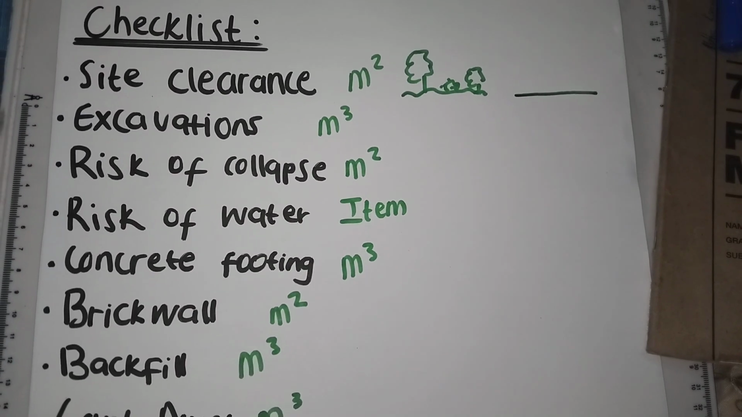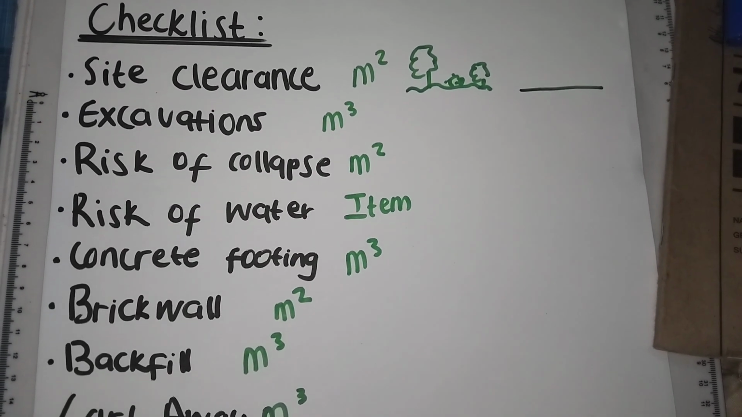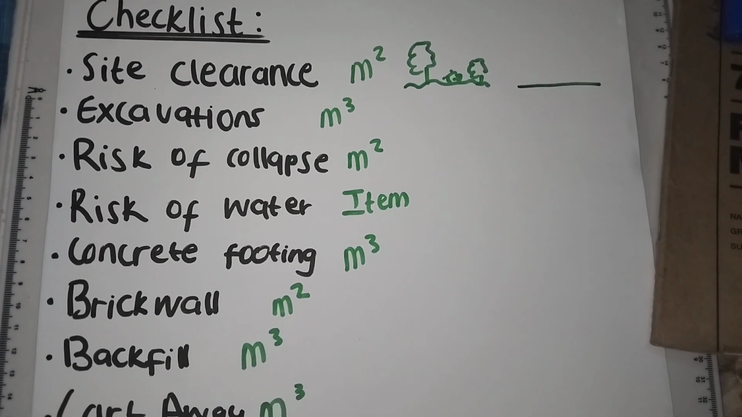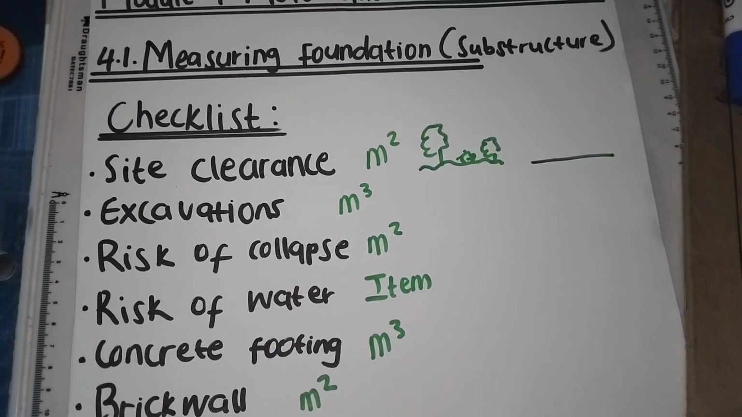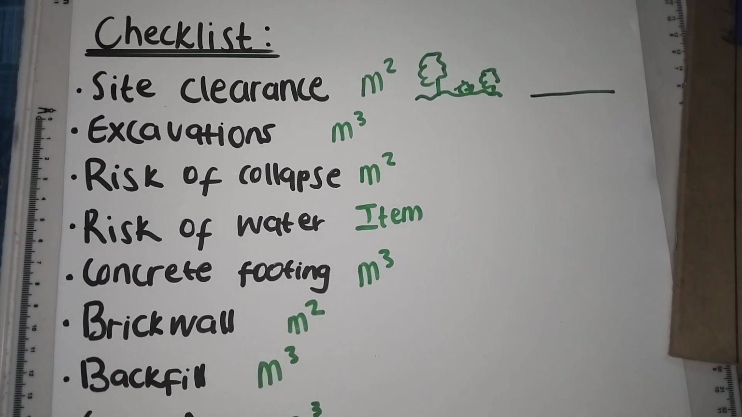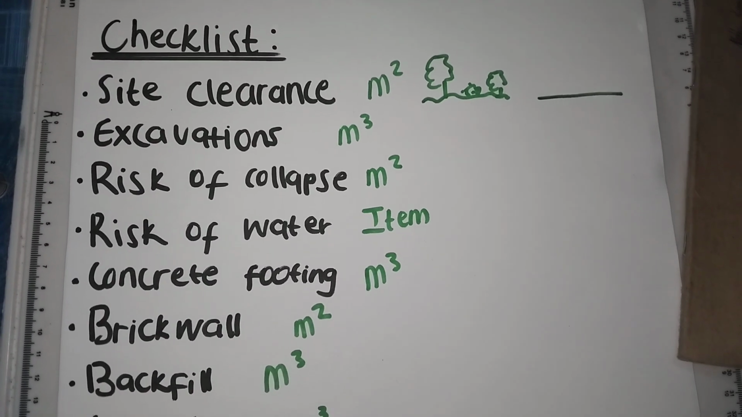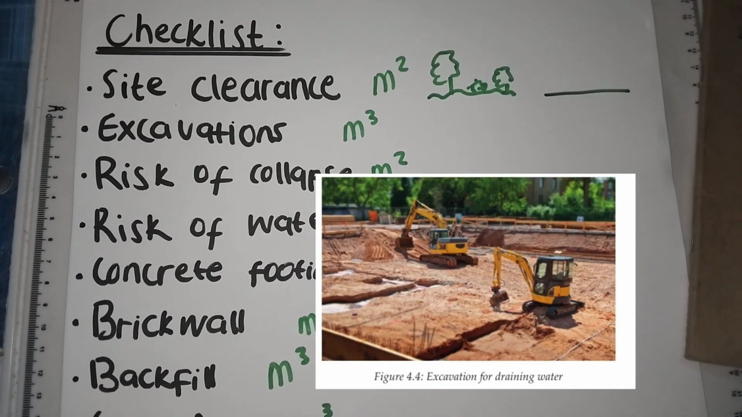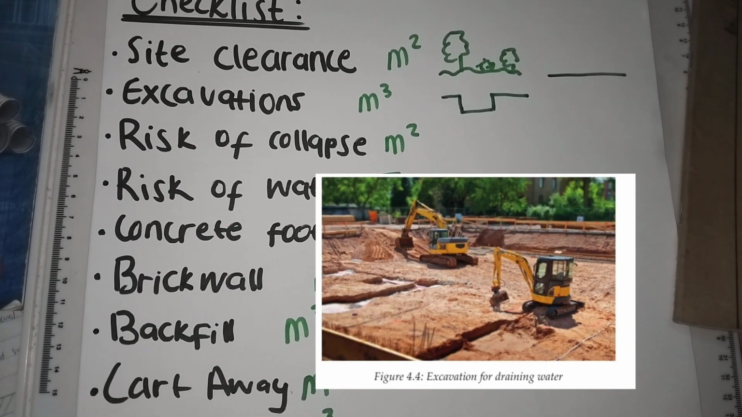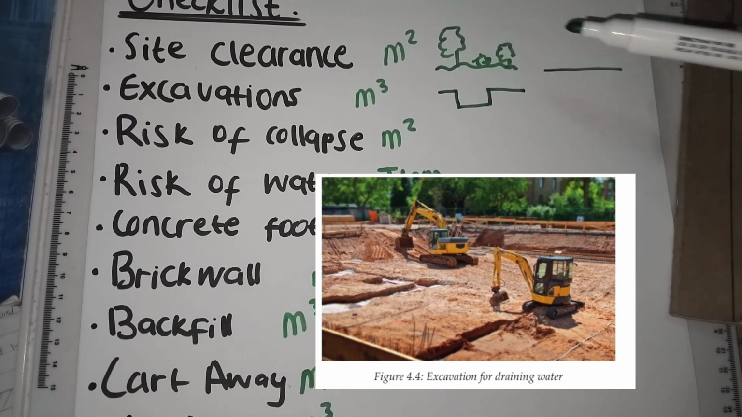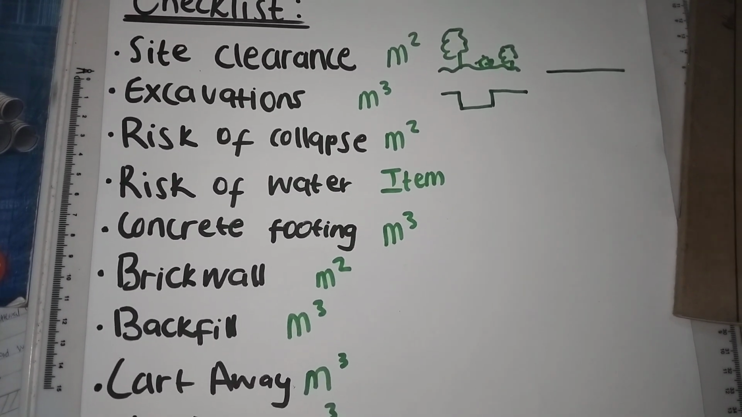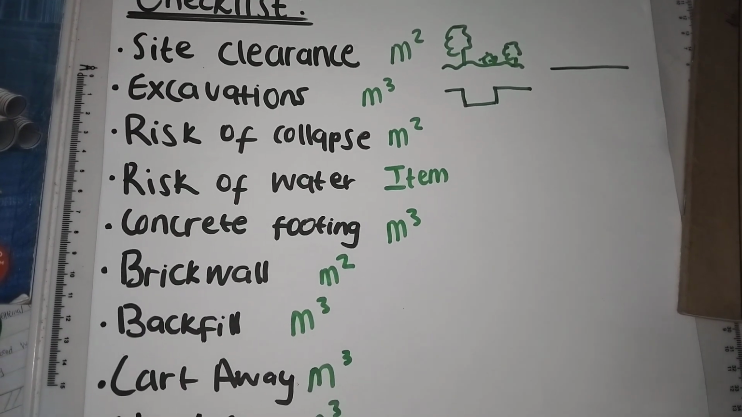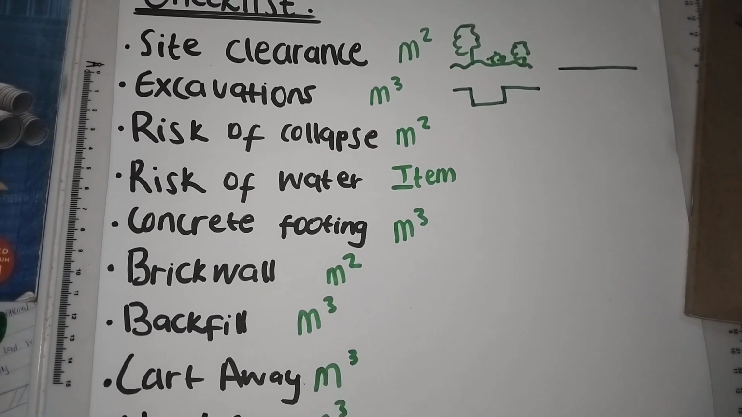just like that. So after clearing your site, you now have to start digging. You're digging for what? The foundation that we are calculating right now. So when you dig, it's going to look like this. You see, now you're digging for your foundation so that you can start putting the concrete, you can start your foundation wall and everything and so on, right?